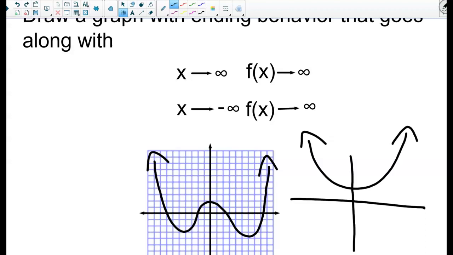This represents an x to the fourth. There's 3 bounces. This represents x squared. There's 1 bounce. That's probably the one you're a little more familiar with. But ultimately, either one of these graphs could be an answer.